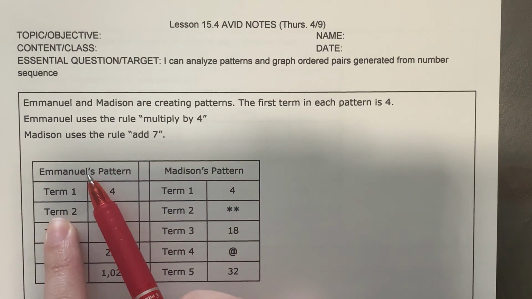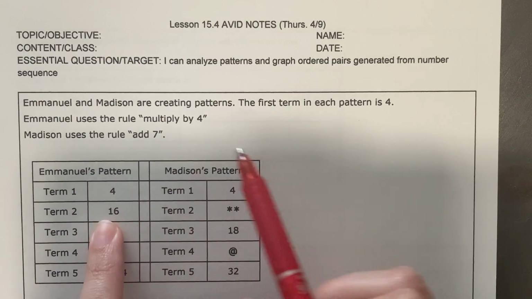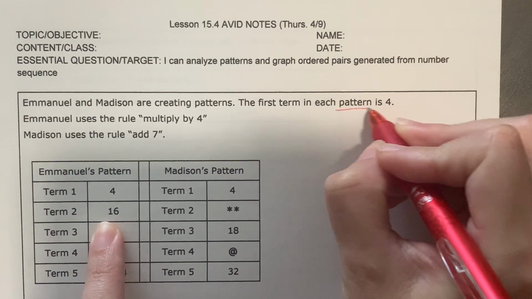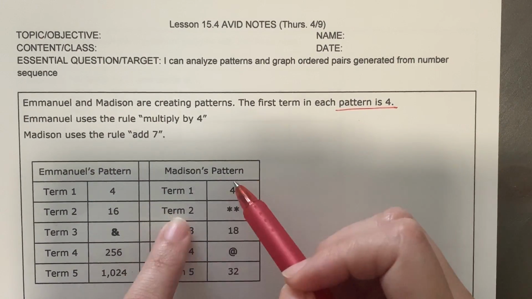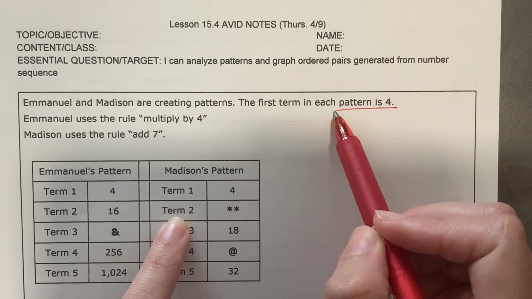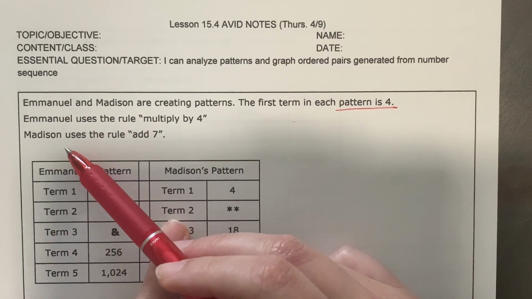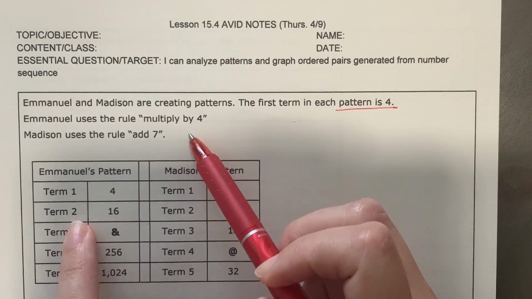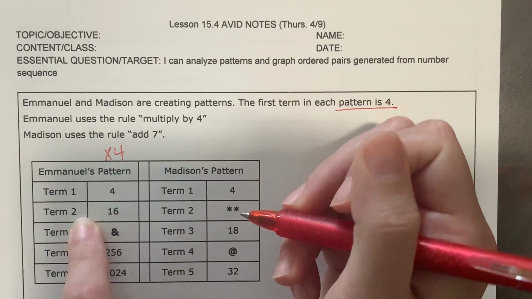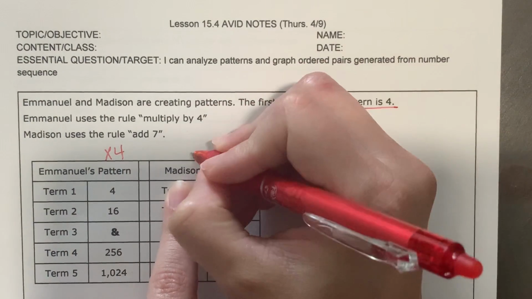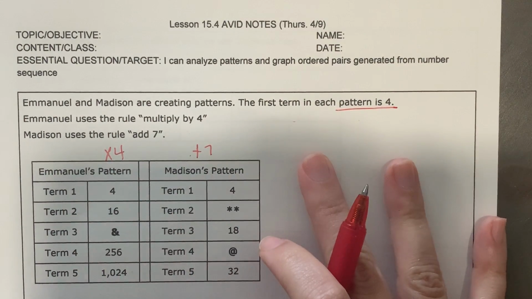So we see here we have Emmanuel's pattern. Here are all the terms. And it starts at 4, just like they said right here. Then we have Madison's pattern. And she starts at 4 because the first term in each pattern starts at 4. So the 4 is written down. Emmanuel uses the rule multiply by 4. And Madison uses the rule add 7. So I like to write them here just so I can organize myself.